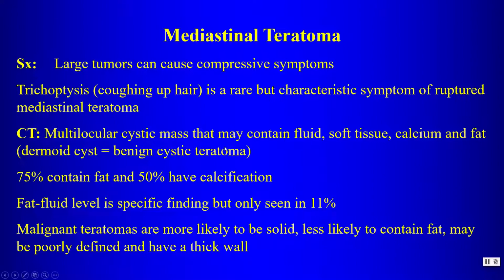On CT, we can see a multilocular cystic mass that might contain fluid, soft tissue, calcium, and fat, but the most specific feature for making the diagnosis of a teratoma is fat. A fat-fluid level is a specific finding, but it's only seen in about 11%. Malignant teratoma is more likely to be solid and less likely to contain fat.